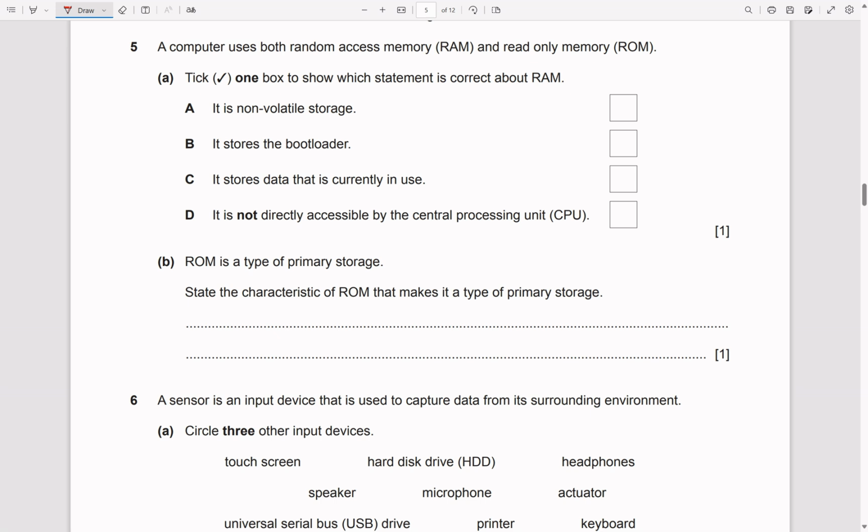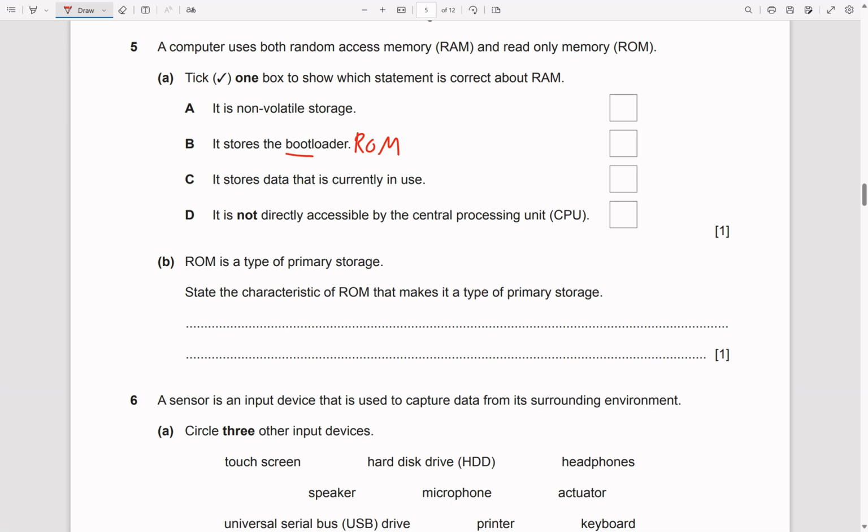Anyway, number 5: a computer uses both random access memory RAM and read-only memory ROM. Tick one box to show which statement is correct about RAM. RAM is non-volatile storage. This is false because RAM is volatile, and what volatile means is when you turn off the power, the data is going to be lost. RAM stores the bootloader. Again, that's false because the bootloader is going to be stored in ROM.